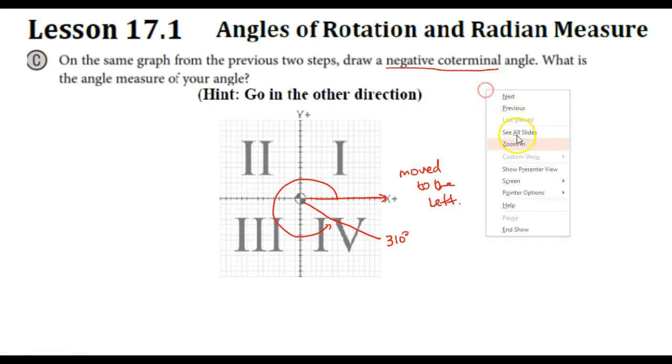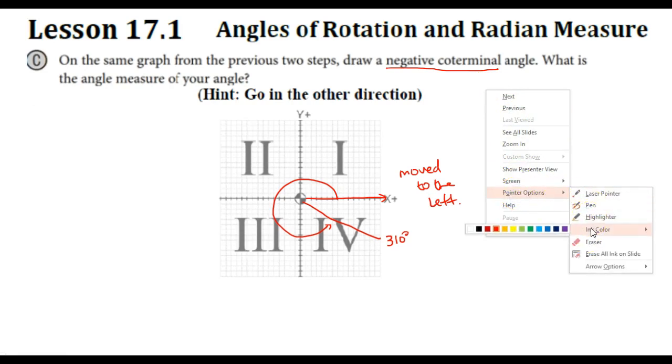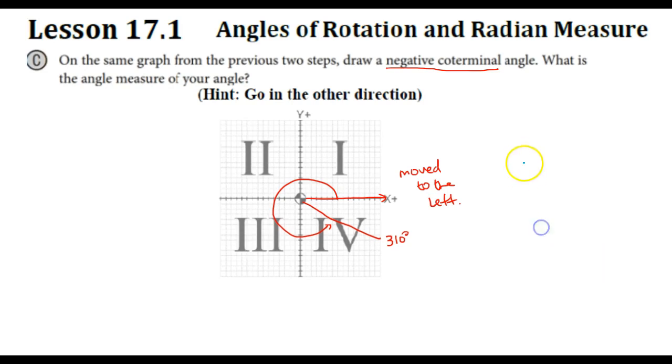So the word coterminal actually means it's going to be ending in the same place, which we found out that it did. The only difference though is because this is a negative, we're going to go in the opposite direction. So what's the opposite direction of going to the left?